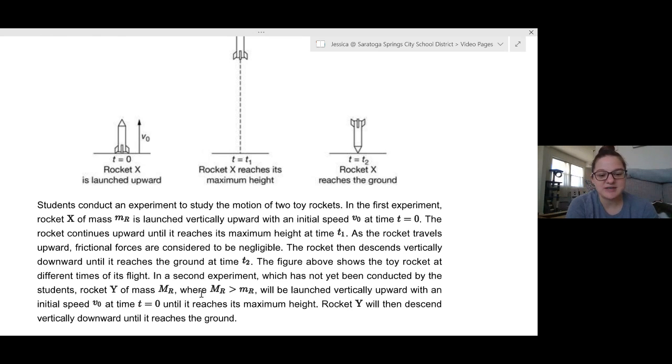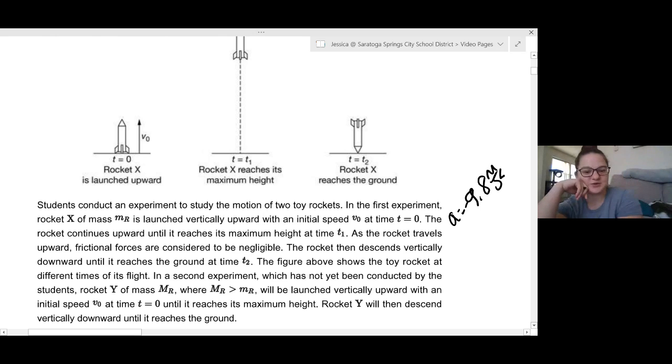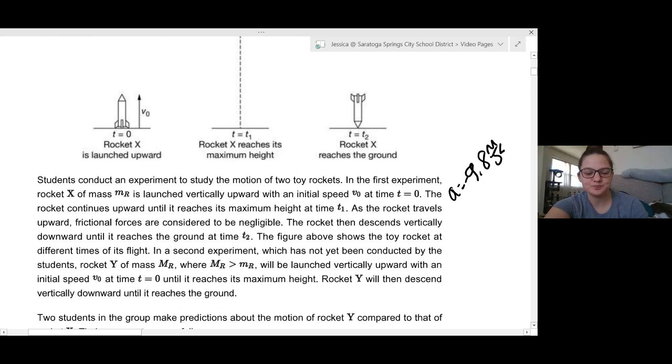As the rocket travels upwards, frictional forces are negligible. So that means our acceleration is going to be negative 9.8 meters per second squared, negative because that acceleration is downwards. The rocket descends vertically downwards until it reaches the ground at a time t2.